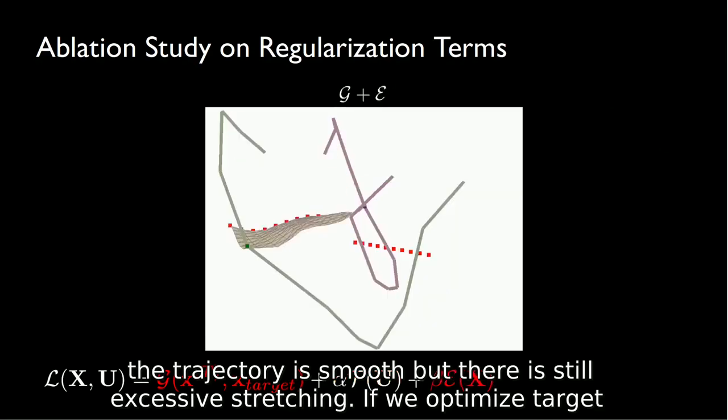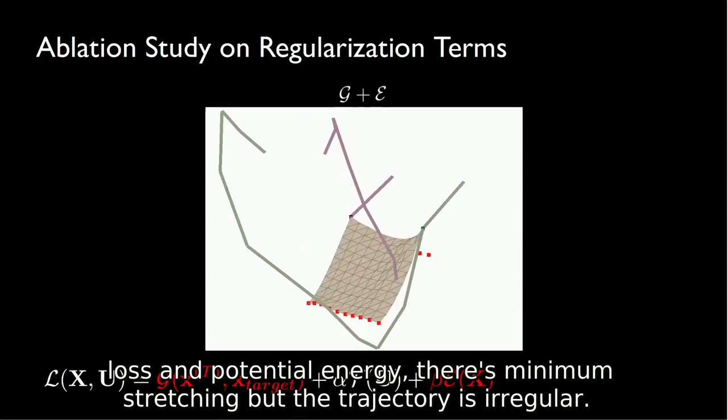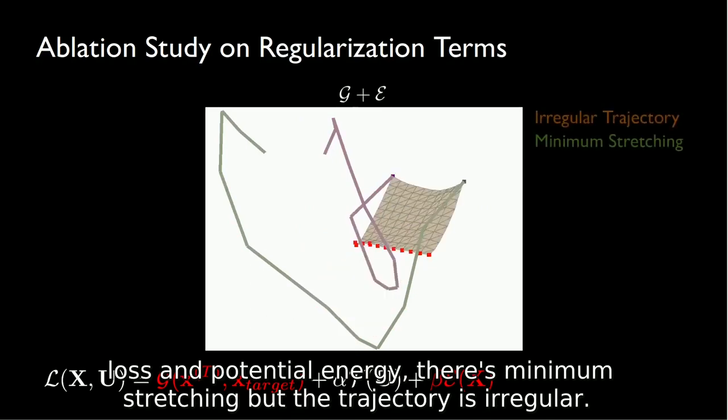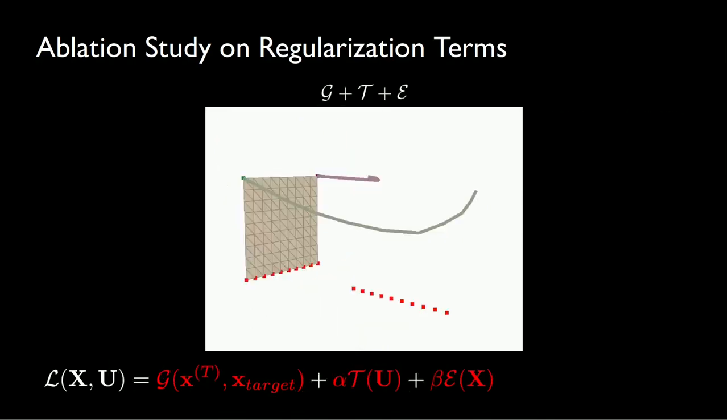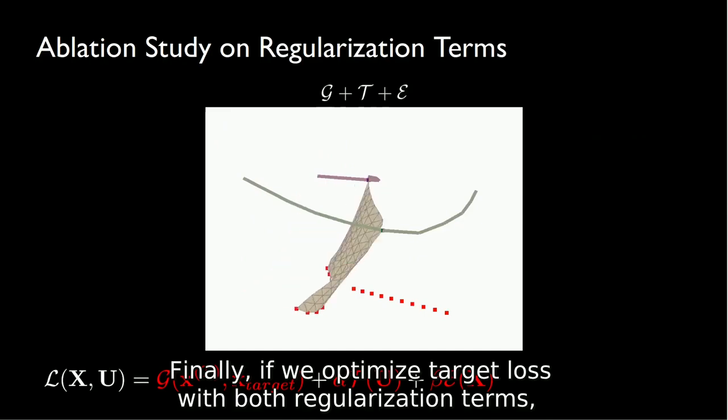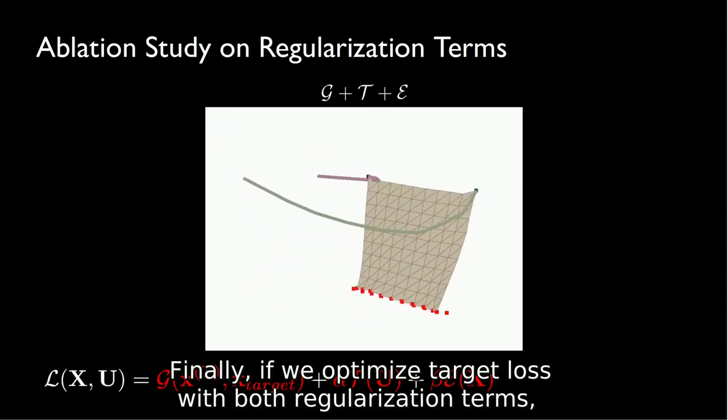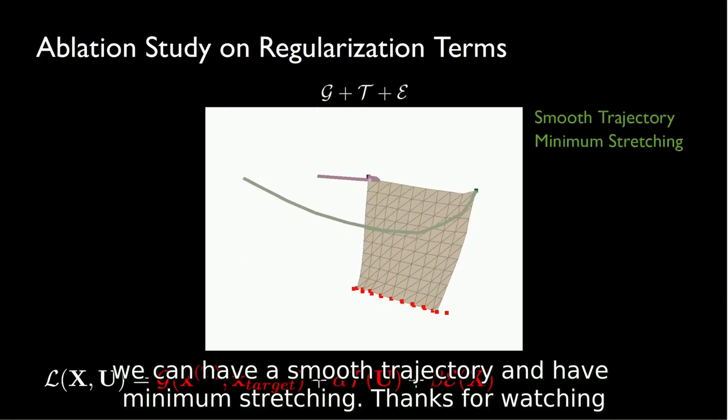If we optimize target loss and potential energy, there's minimum stretching, but the trajectory is irregular. Finally, if we optimize target loss with both regularization terms, we can have a smooth trajectory and minimum stretching.